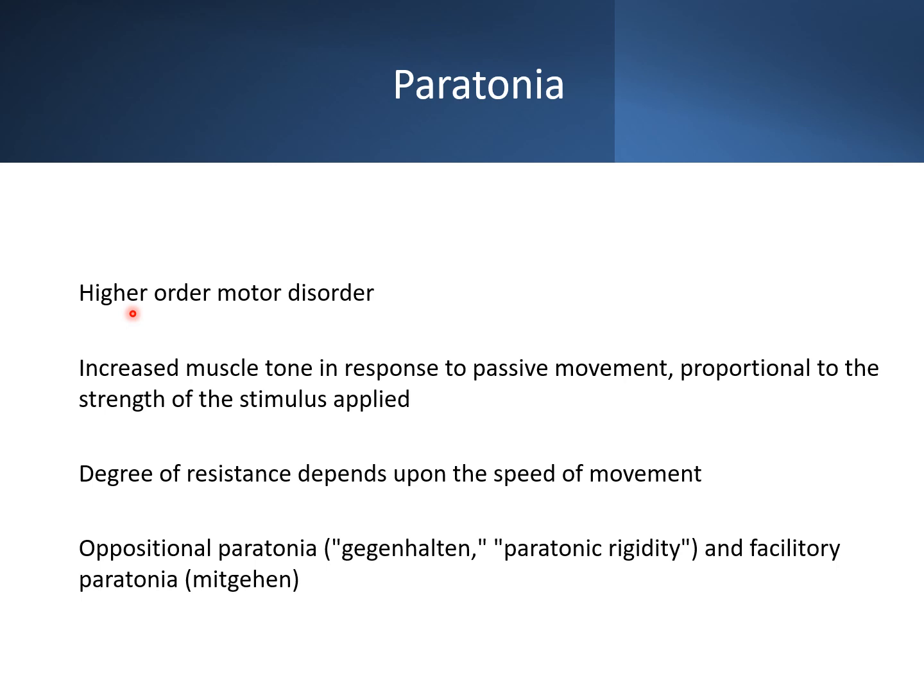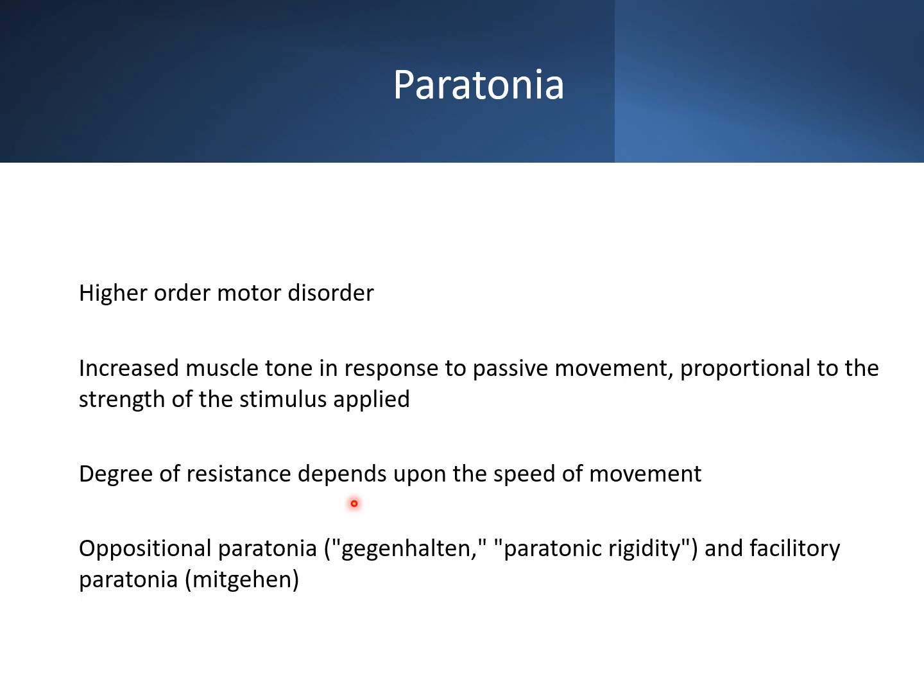There are two types of paratonia: oppositional and facilitatory. Oppositional is called Gegenhalten and facilitatory paratonia is called Mitgehen. Similar to spasticity, it is speed dependent, but paratonia is equal in both directions, whereas in spasticity it is more in one direction than the other. That is the basic difference between spasticity and paratonia.